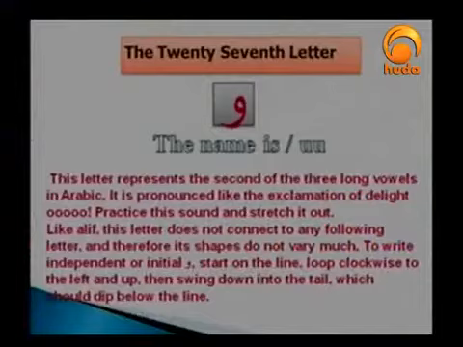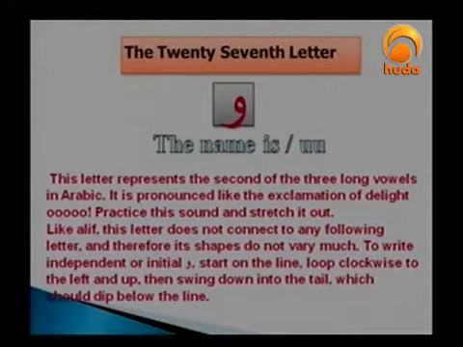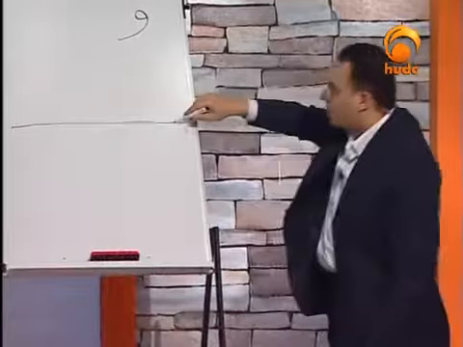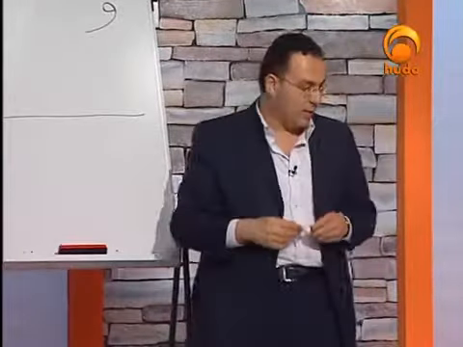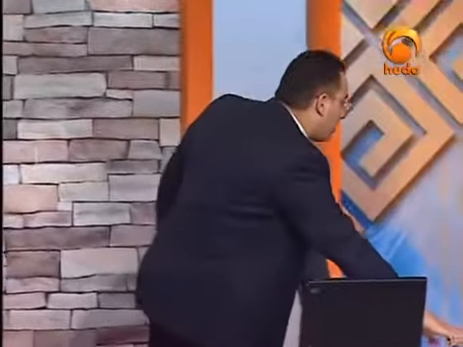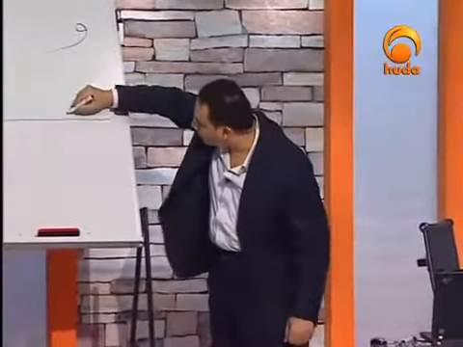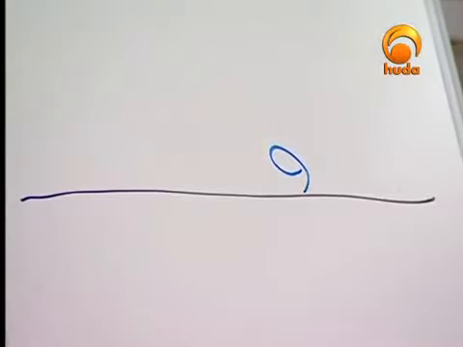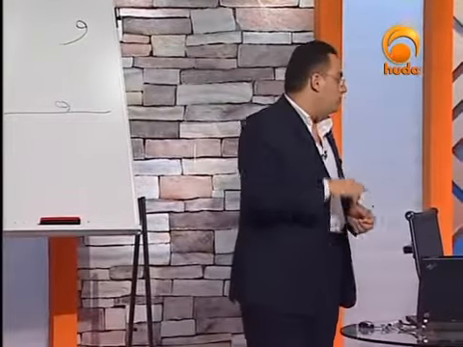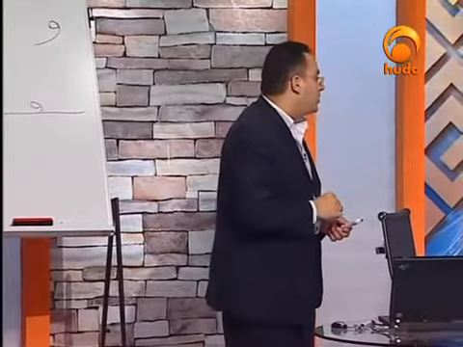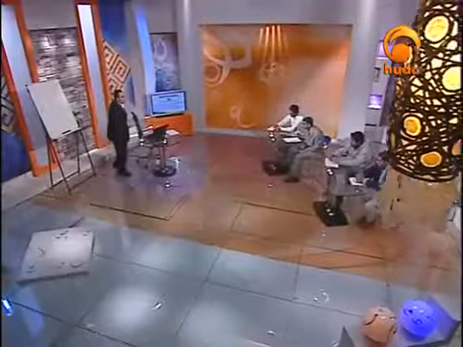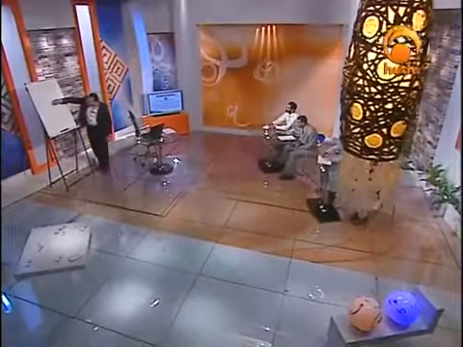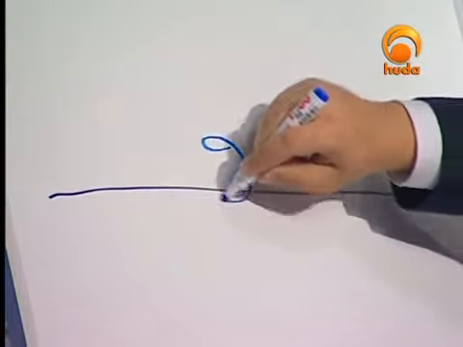To write independent or initial wa, start on the line. Here it is. The style of writing wa here is this way. We have a line here. Let me just have a look at what it says in the slide. It says, start on the line, loop clockwise to the left and up. Here it is in this way. Can you see that? And then swing down into the tail, which should dip below the line. Here in this way. Can you see that? So I'm making it now in this way.